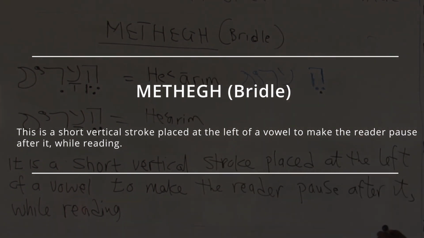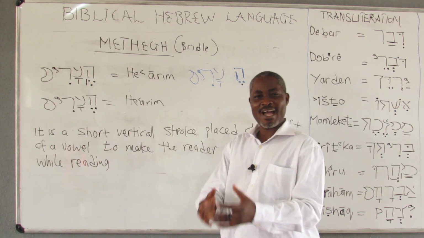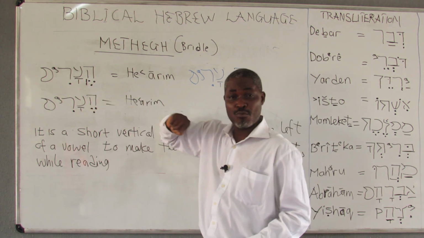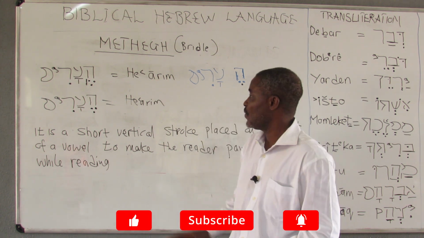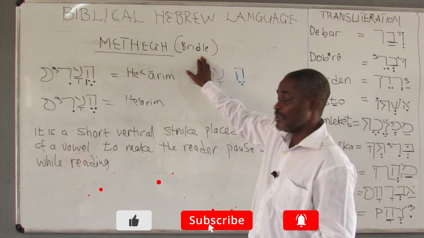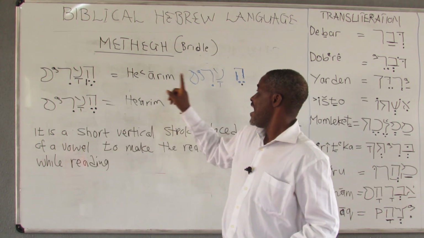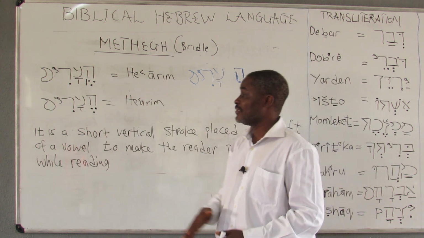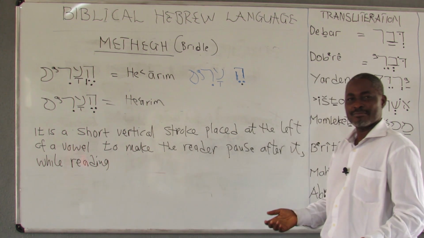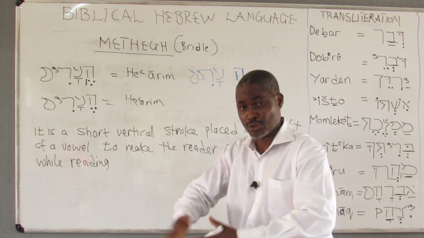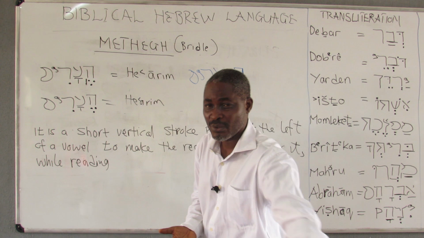Now, because in Hebrew you have a lot of pointings, a lot of accents, when you see this vertical stroke, most of the time the students are confused. What is this? Because they are trying to give a meaning to it. It's simple. It is a Methegh and it's a bridle telling you to pause as you continue to read. Instead of you saying hearim, you say hearim, and that is the work of Methegh. It can appear on any of the vowels, short vowels or long vowels sometimes, just telling you to pause before you continue reading.